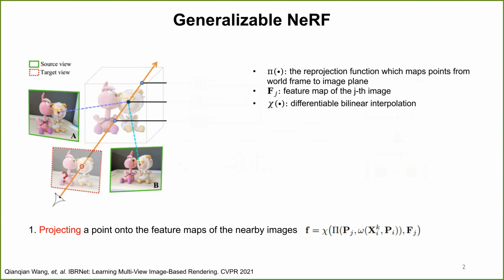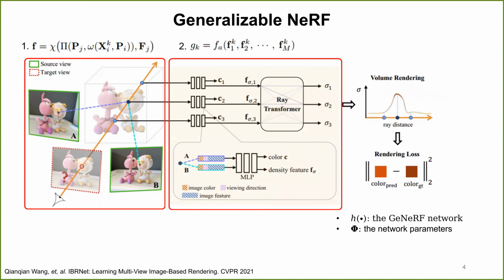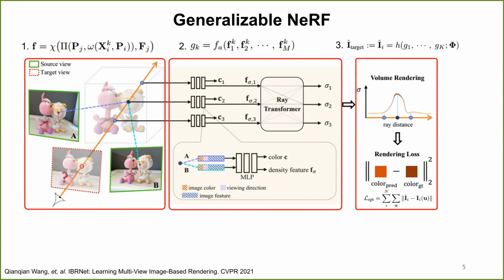After obtaining the point features, the second step is to aggregate the pixel-level features for each emitted ray. We denote the aggregation operation by a learnable function F_AGG. For different generalizable NeRF methods, the network architecture of the aggregation function differs. After feature aggregation, we have point density sigma and color C. The last step is to do volume rendering. That's a general framework of generalizable NeRF methods.